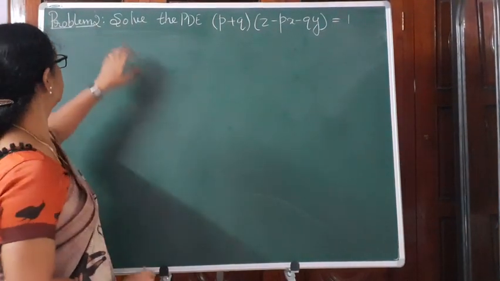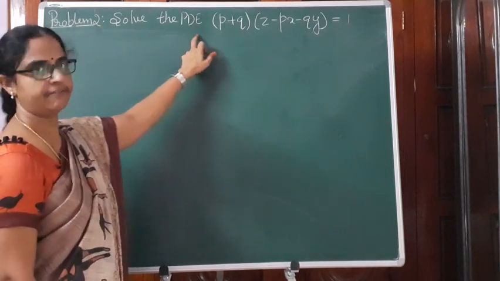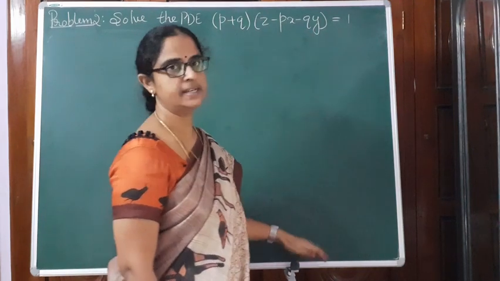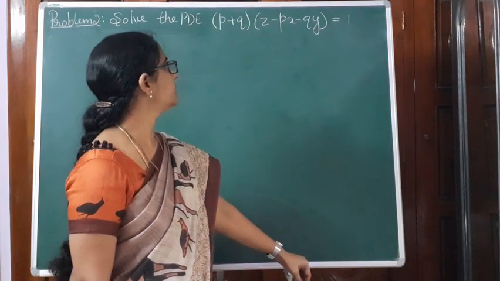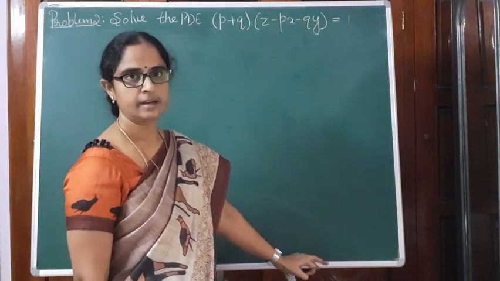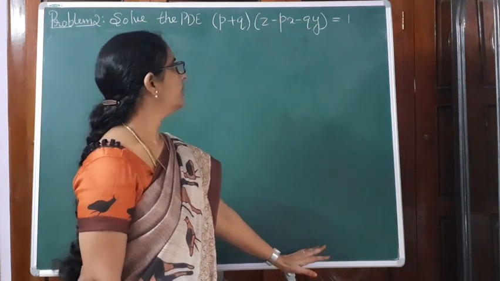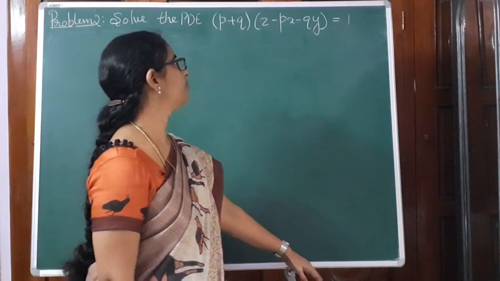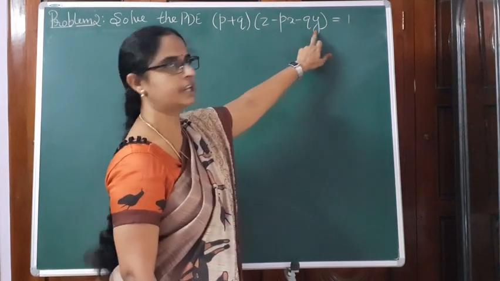Now, we will solve this problem. Solve the partial differential equation (p + q)(z − px − qy) = 1. Now if you look at this equation, this is not in standard form 4. But we check whether we can reduce this equation into standard form 4. We have z, px and qy terms here.